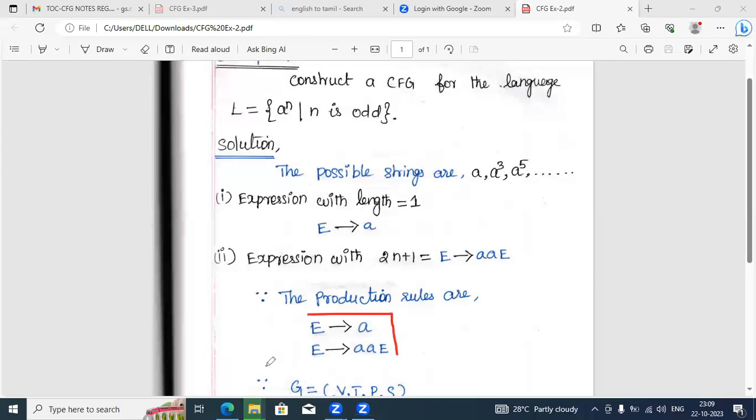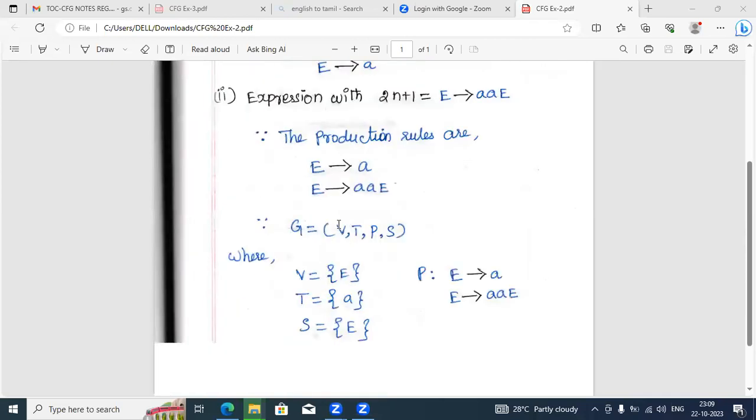Yes, we have created two productions, but the question is to get a context-free grammar, not a language. We need to get the context-free grammar from the given language. For a context-free grammar, we need four components, which we discussed in the introduction. What are the four components? The first component is variables or non-terminals. The second component is terminals. The third one is productions. The fourth one is the start symbol. Let us see how we get these four components from the given language.